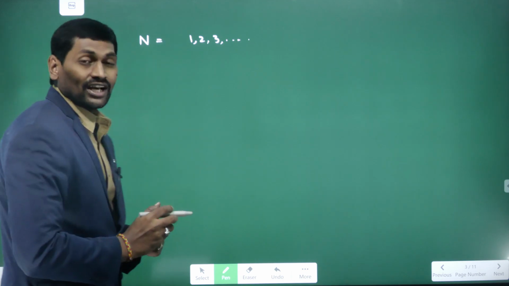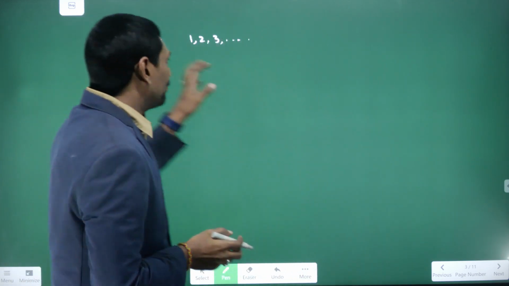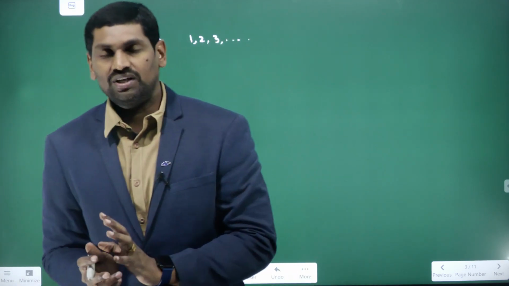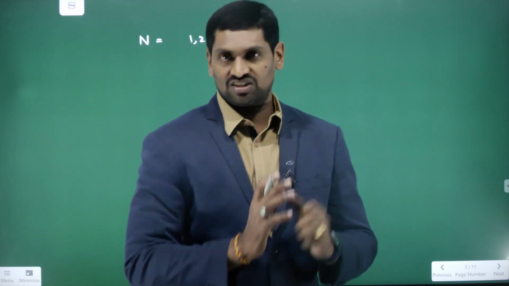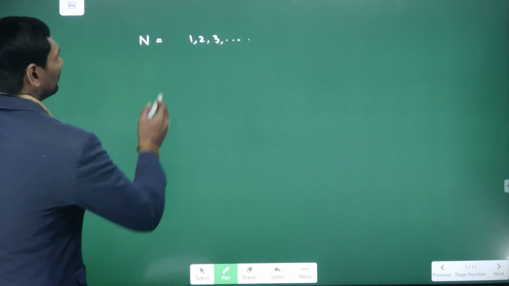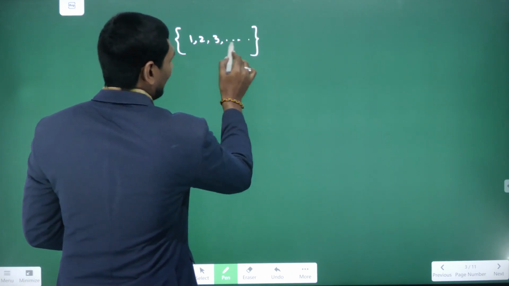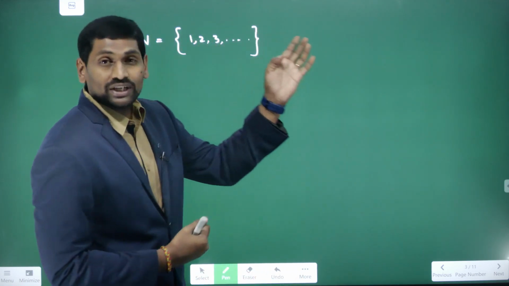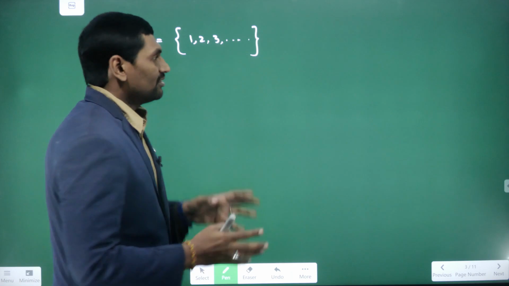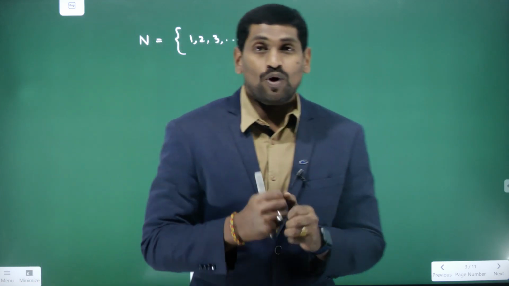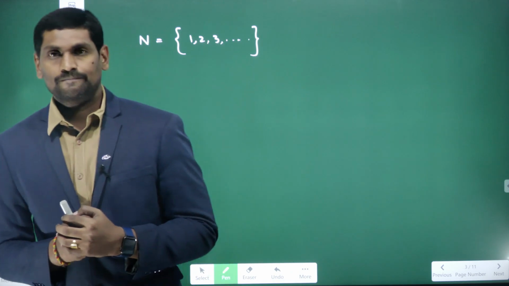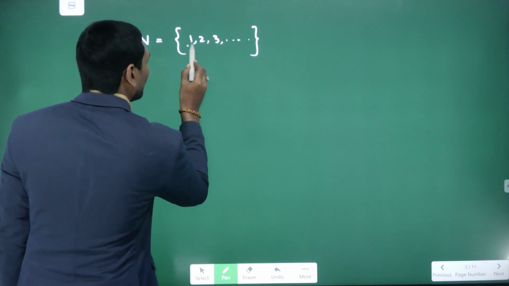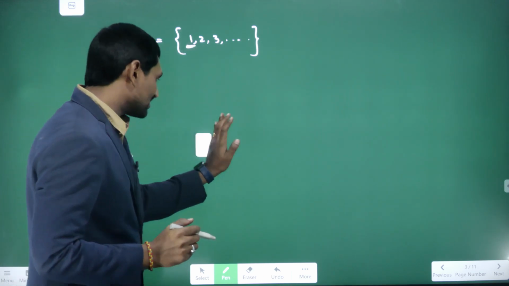The set of natural numbers is represented with the capital letter N. Not only natural numbers, any set of numbers we always represent with capital letters. So 1, 2, 3 and so on indicates the numbers can be counted continuously like this. Let me ask a question: what is the smallest or least natural number? The least natural number is 1.